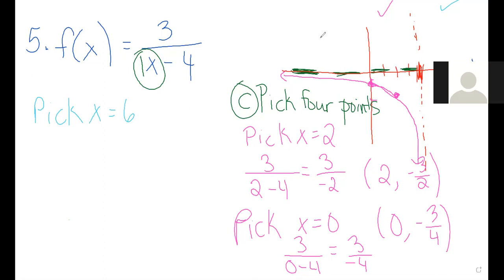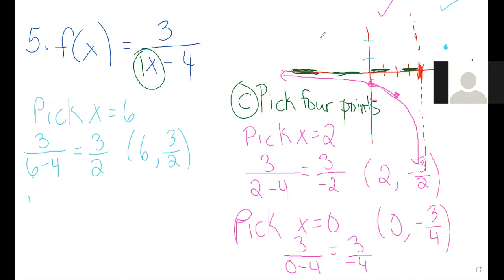So if we pick 6, then if we're plugging that into this equation, we have 3 over 6 minus 4. And then so we have 3 over 2. So that means I have the point 6 and then positive 3/2. So positive 3/2 is in between 1 and 2. So if I was 6 right here, kind of 1.5, I've got a point right there.